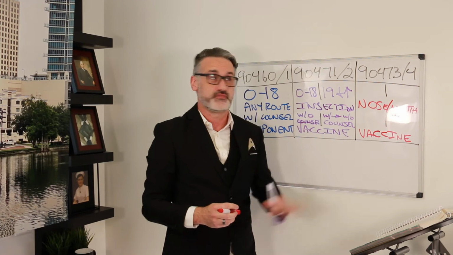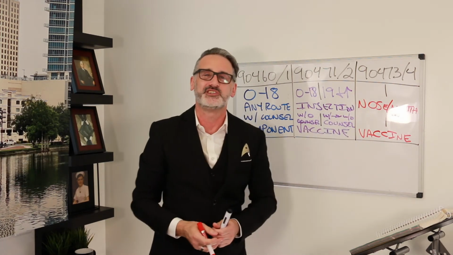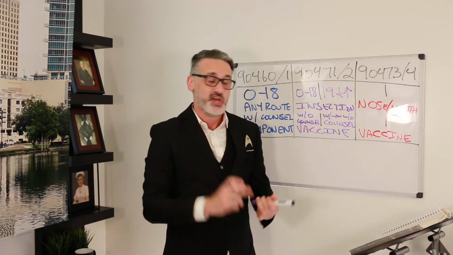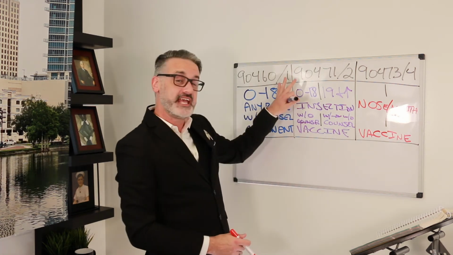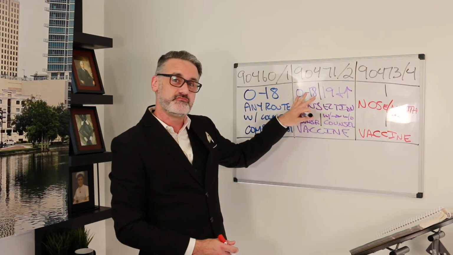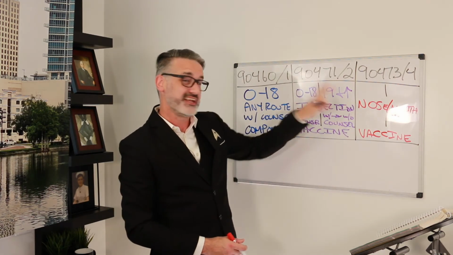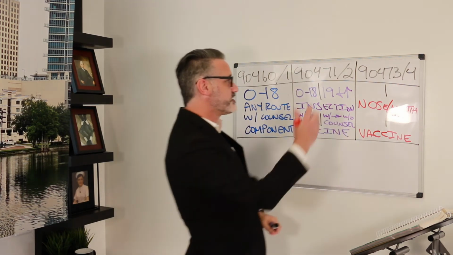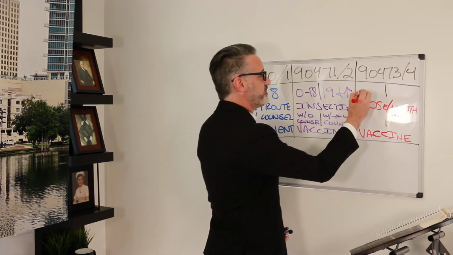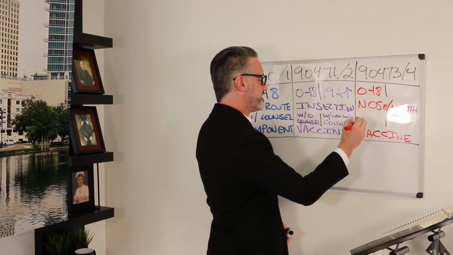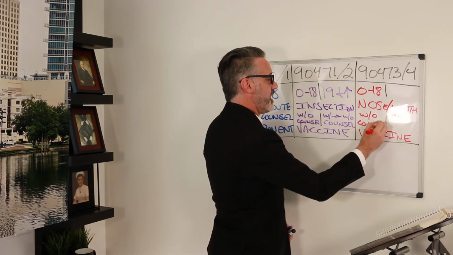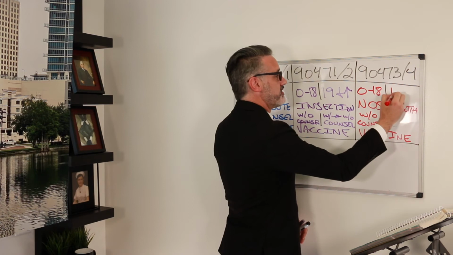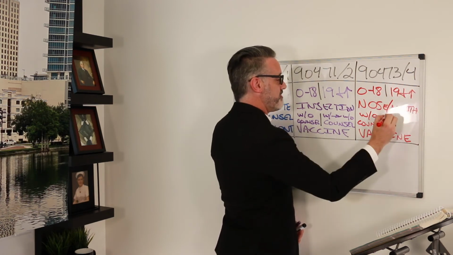And notice how what I'm calling the third set, 90473, 90474, no mention of age, no mention of counseling. So we simply just need to take the second set documentation regarding the age and the counseling and copy it over to the third set. So nose or through the mouth, it's still per vaccine. 0 through 18 is without counseling. Patient is 19 and above. Counseling does not matter.